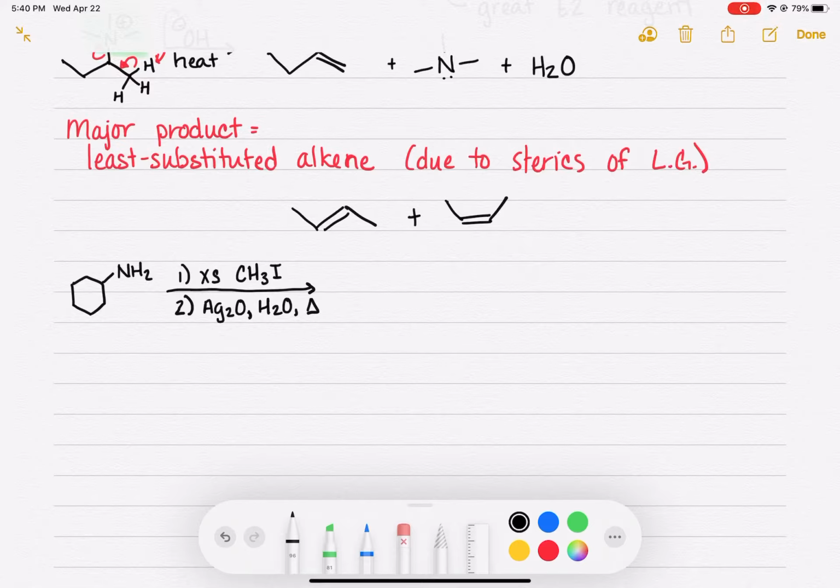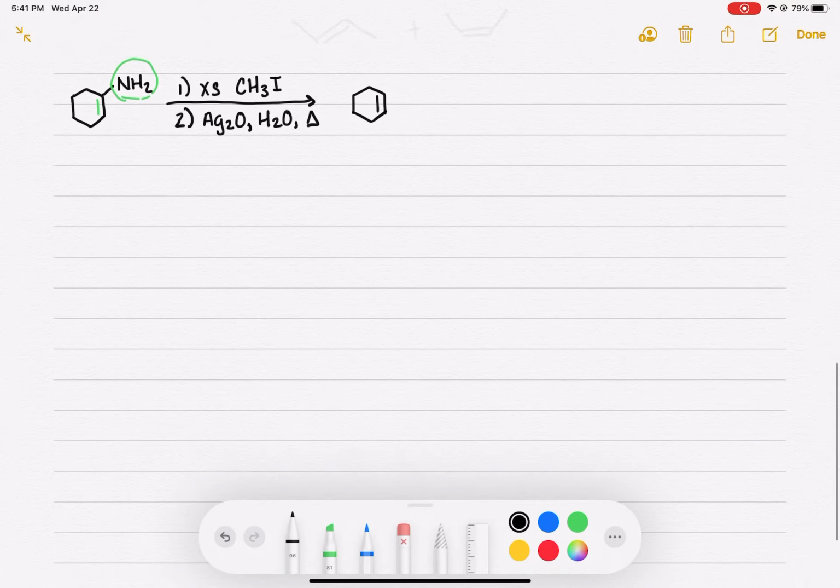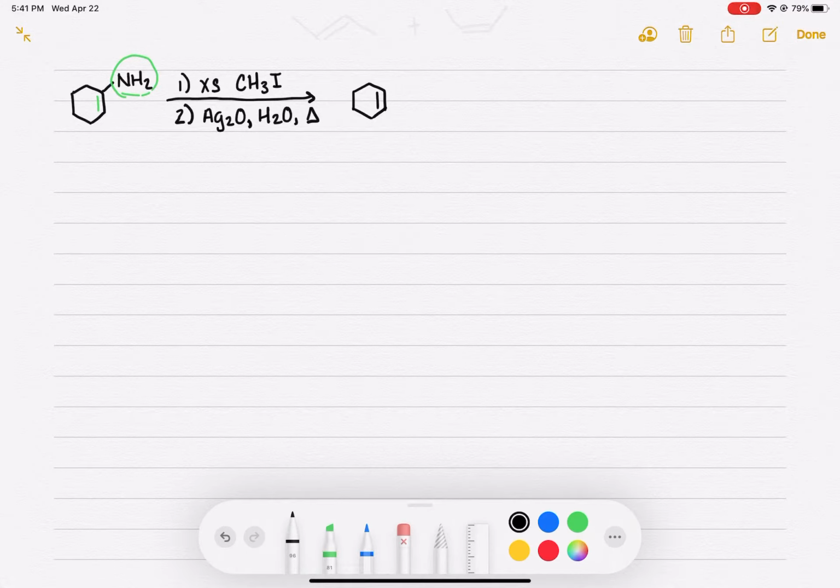And when we have a really simple symmetrical amine, then we know we're doing a straightforward elimination reaction. We know that we are eliminating the NH2 group. We know that we're going to be forming a carbon-carbon double bond. And like I said, because this is very symmetrical, this is the only possible product that could be made. So this is a very simple example.